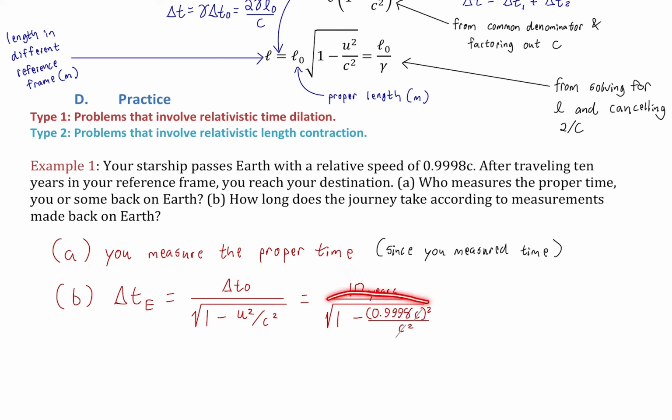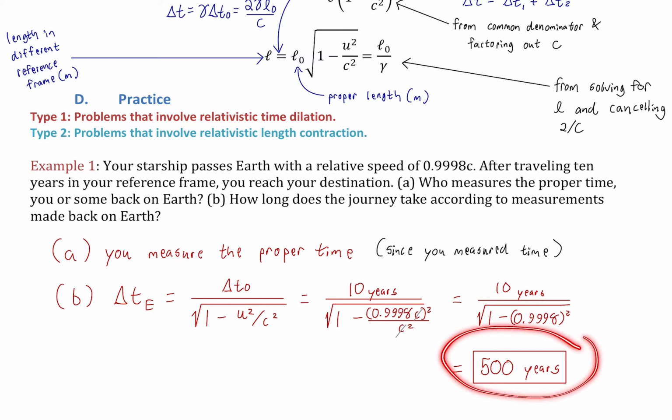The reason we get something bigger is because the denominator is less than 1. Notice, since we were given the velocity as a fraction of c, when we plug it in for u, it's nice because the c's cancel out right away. Whenever you're given a velocity like this, you can just take the number, plug it in here, and square it because the c squared is canceled. So we have 10 years divided by this difference inside the square root in the denominator.